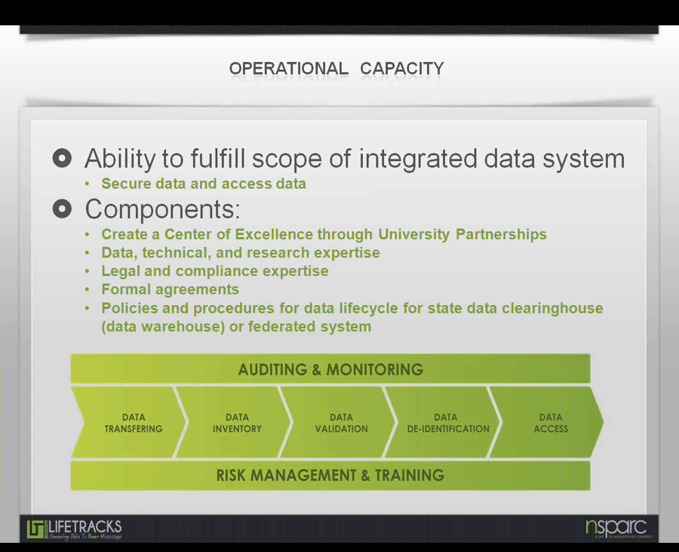The last element, the fifth one, is having policies and procedures to really ensure that data is managed the way it needs to be, from actual transfer through access. And whether you're dealing with a data warehouse model or a federated system, either way it's going to operate in a very similar fashion. First, you have to have processes for transferring data securely and safely. You have to be able to inventory that data and understand everything that you have. Go through an extensive process of data validation.